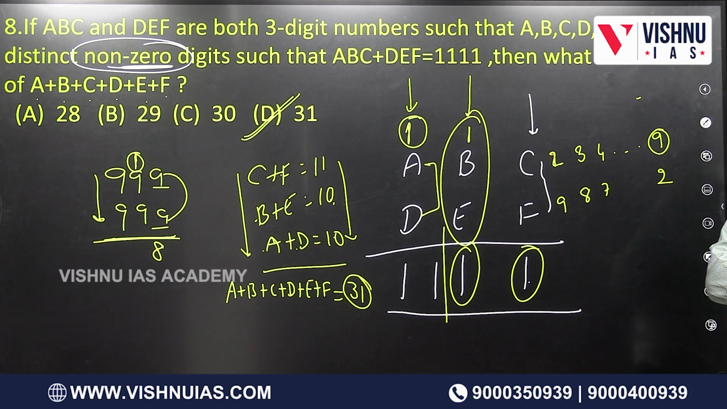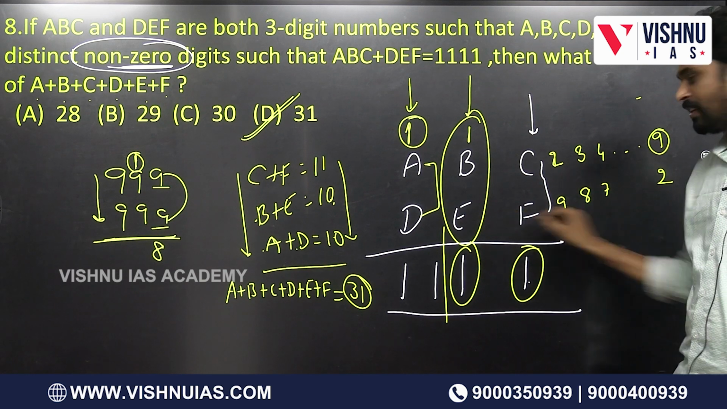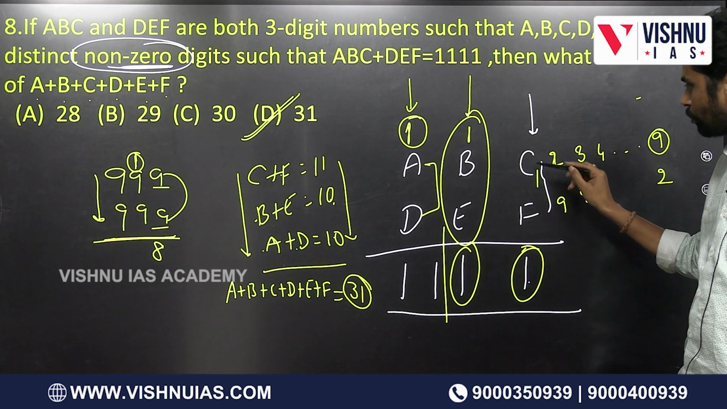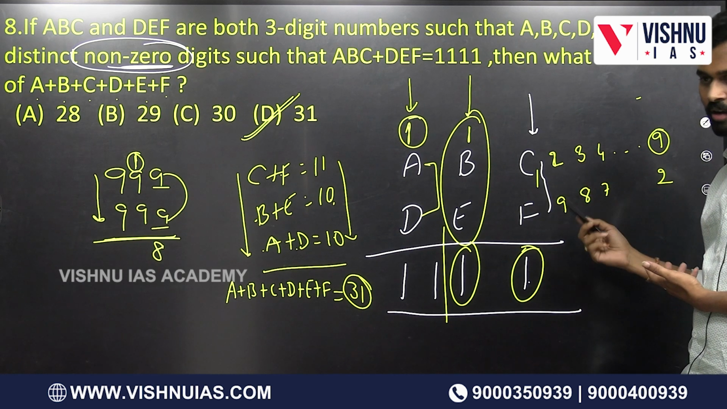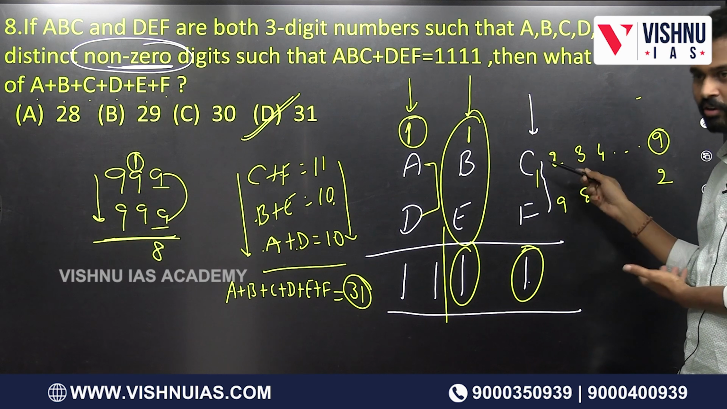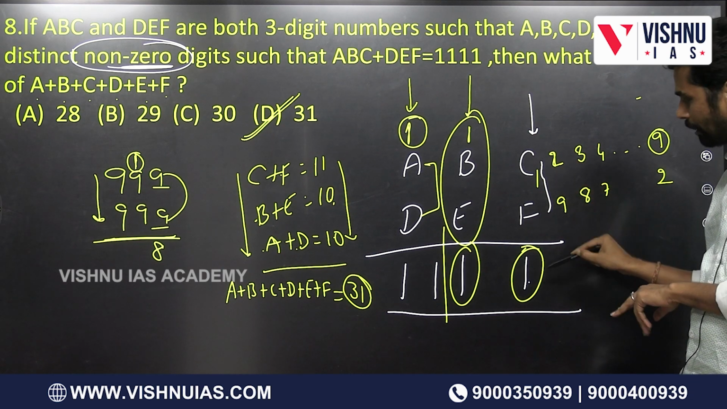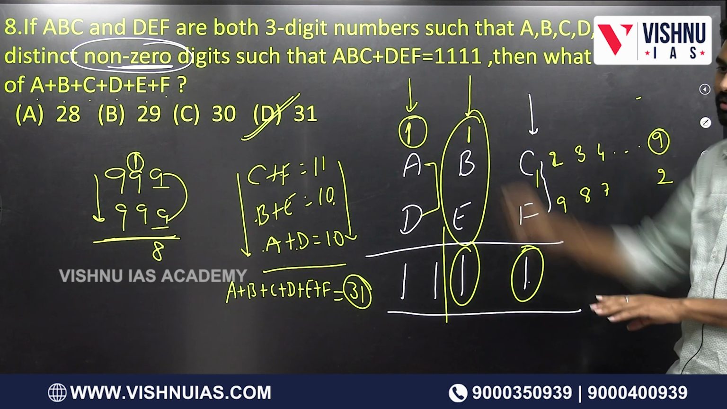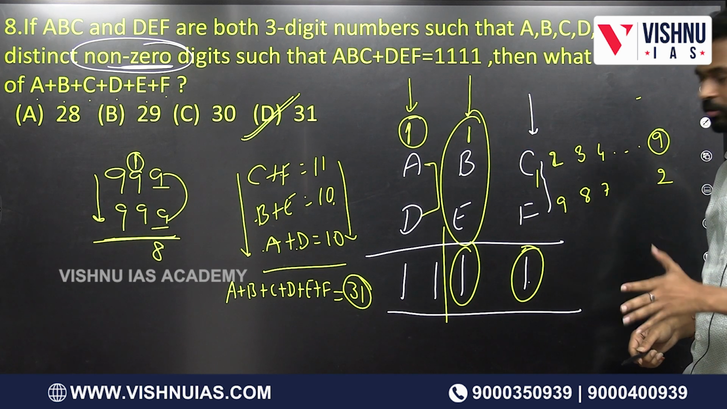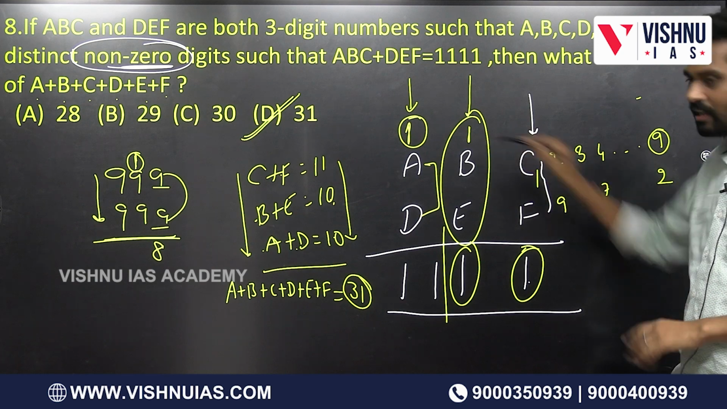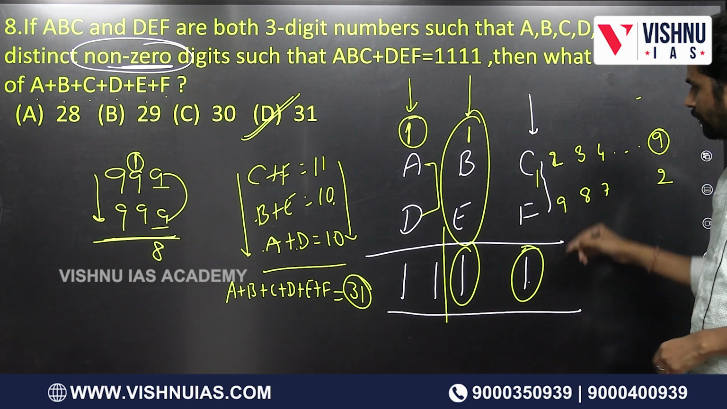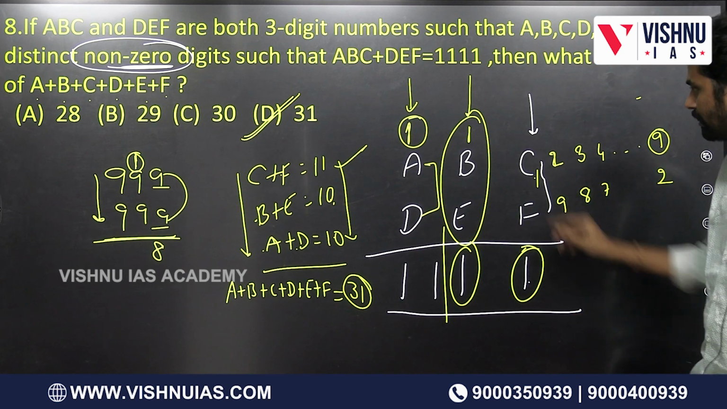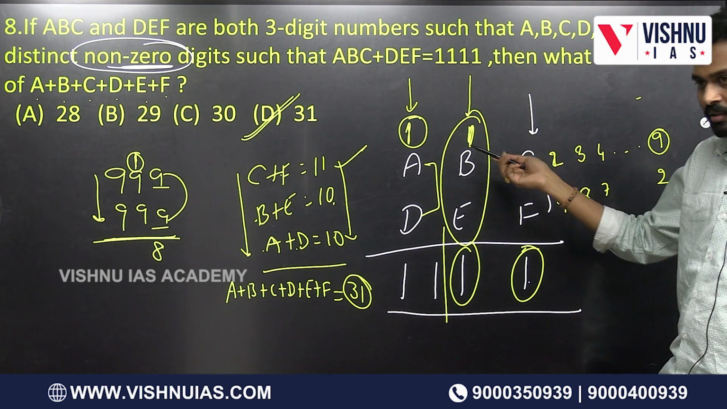Do you want me to explain again? Okay, so A, B, C, D, E, F. C plus F should be 1, which means that the only possibility is that one of the digits should be 0, since 0 plus 1 gives 1. Anyways, we have the condition that the digit should not be zero. So obviously 11 should be taken. When you take 11, C plus F is 11 only, which means 1 must be carried forward to the previous number.